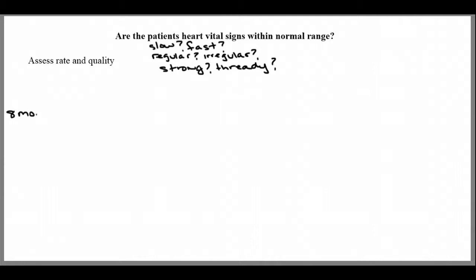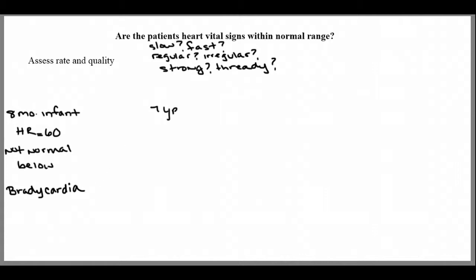Say your patient is an 8-month-old infant with a heart rate of 60 beats per minute. Is this within normal range for an 8-month-old infant? Referring to the chart, you see that no, it is not within the normal range. It is below it. This condition is referred to as bradycardia. Bradycardia is a condition in which the heart rate is below the normal range.